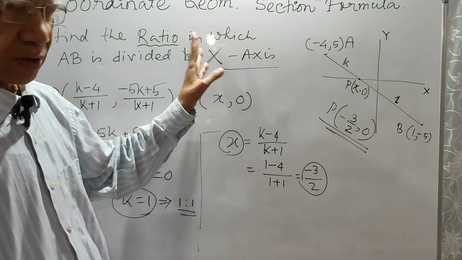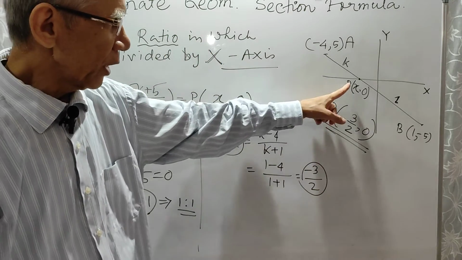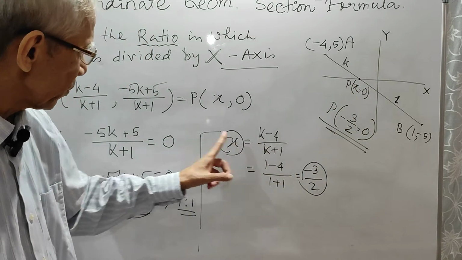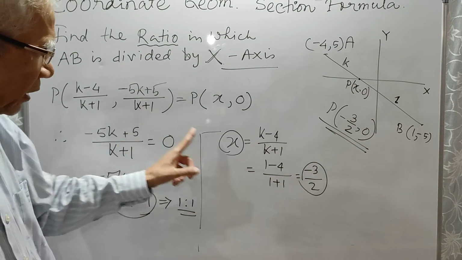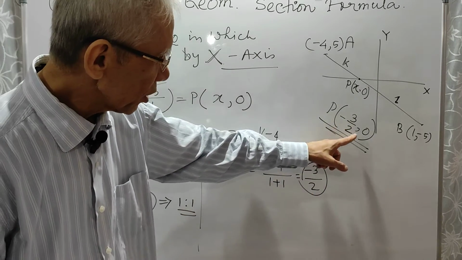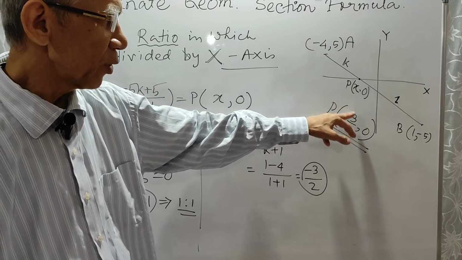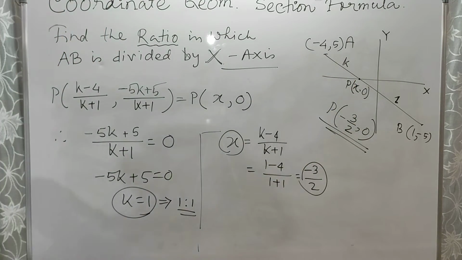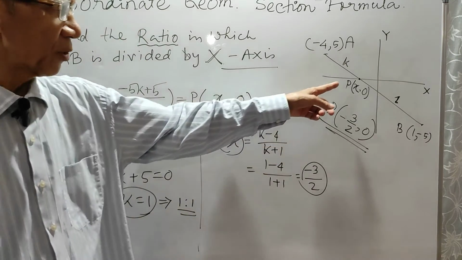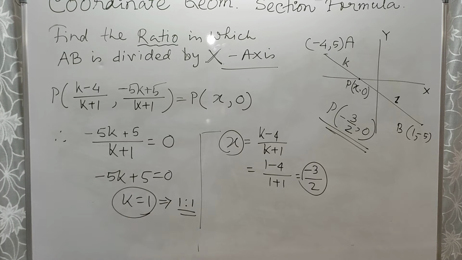So second part of the question is usually like this: find the coordinates of P. So coordinates of P, y coordinate already we know 0. Now x coordinate we found out like this, putting the value of k, which is 1. So we got minus 3 by 2. Therefore the point is minus 3 by 2, 0. These are the coordinates of P. So first answer, find the ratio, we got 1:1, and second answer, find the coordinates of P, we got minus 3 by 2, 0. Okay.